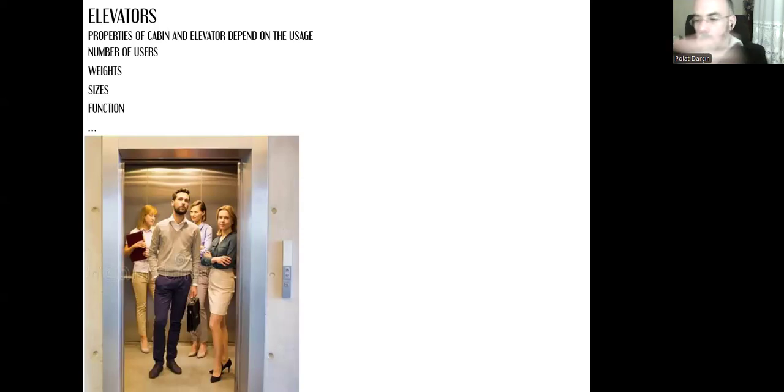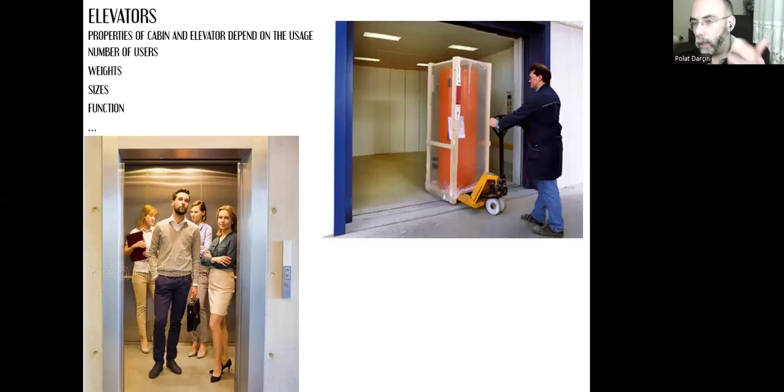The number of users and the things that will be carried with the elevator will determine the sizes, and they all depend on the function of the building, like an office building, a hospital building, a factory building. Like this example, it can be a school building or an office building. That's obviously a factory, and you can easily compare the sizes of the elevator cabin. It's much bigger because they are going to carry big stuff and heavy stuff probably, and that's called a goods lift or a service elevator.